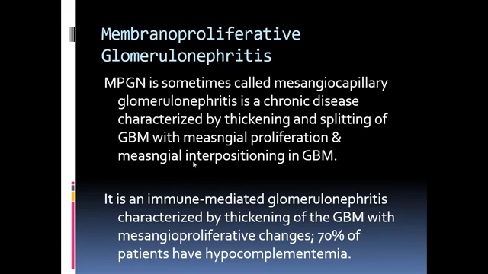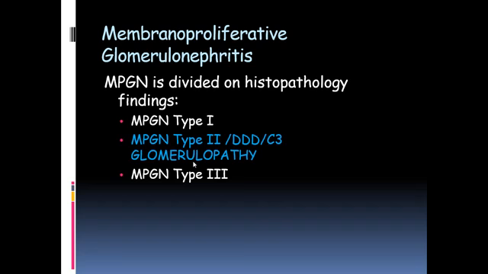So a few words about MPGN, membranoproliferative glomerulonephritis. It's also called mesangiocapillary glomerulonephritis, because of the mesangial enhancement and its invagination into the GBM, leading to thickening and splitting of the GBM. It's immune mediated. You get immune deposits in the mesangial proliferative disease and low complement levels. It's basically divided on the histopathology findings into type 1, type 2 and type 3 MPGN.